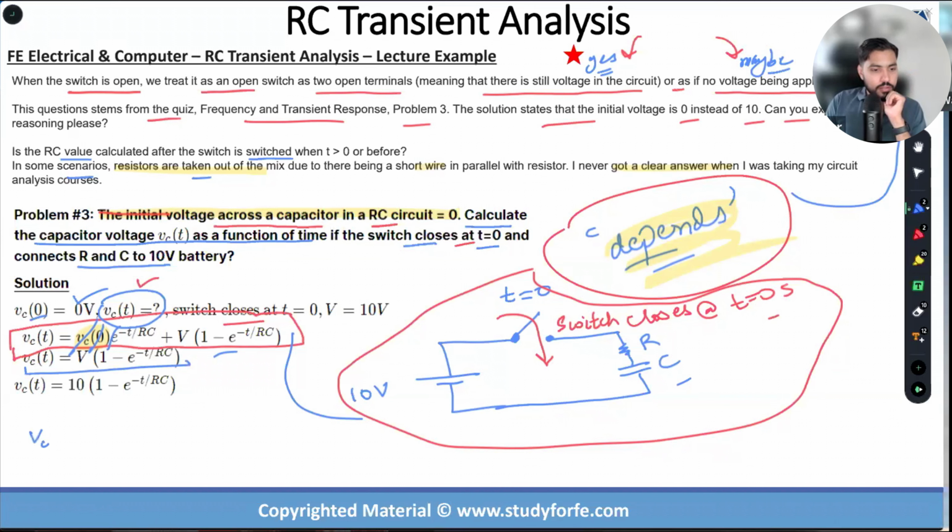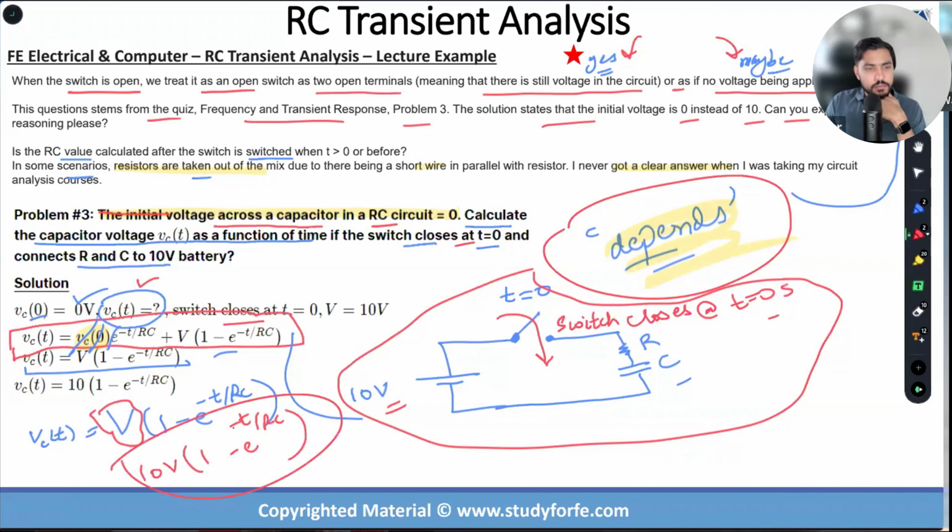Now in this formula, VC(t) is equal to big fat V. That's how I mentioned it in the live class, if you guys remember. What was this big fat V? External voltage, correct? 10 volts, external voltage. That stays, correct? And then e to the power of minus t divided by RC. That's it. So this is the solution.